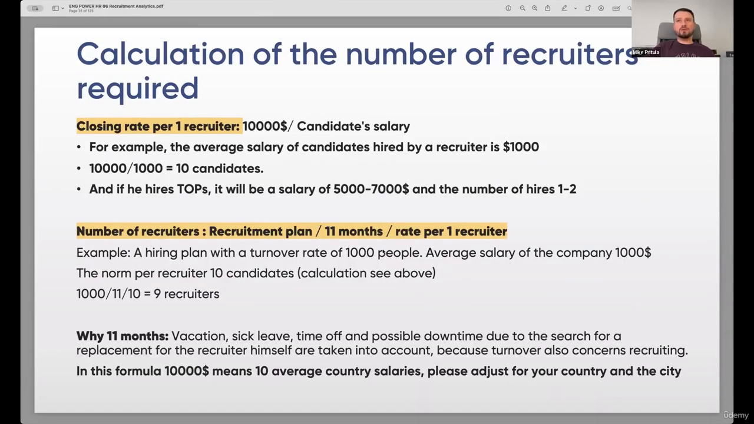Calculation of the number of recruiters required. Here I'm referring again to $10,000, which means for my country and my city, 10 times the average monthly salary for all industries.